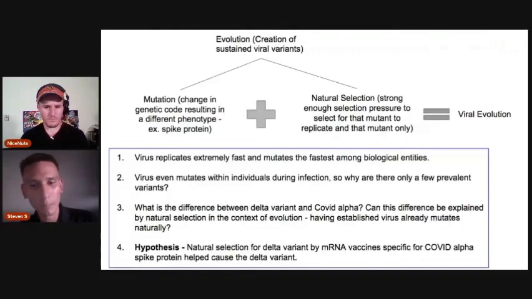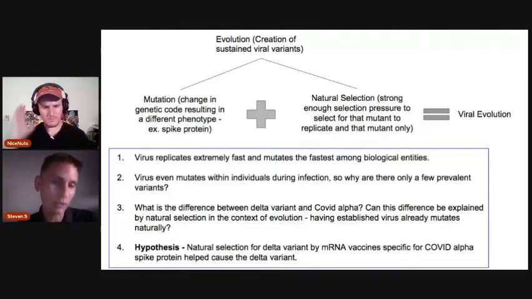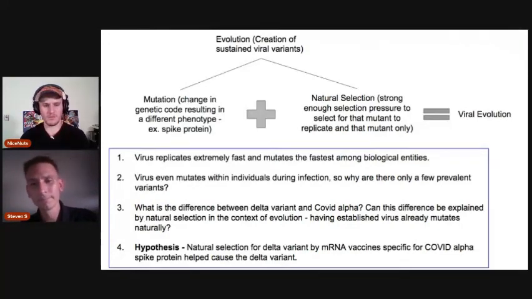And so what I posit is that, well, actually, first I'll ask you, Rob, do you know what the difference between the Delta variant and the COVID Alpha or the original COVID is? Oh, geez. No. Well, we're going to learn today. So this is really interesting, and you're going to love this.